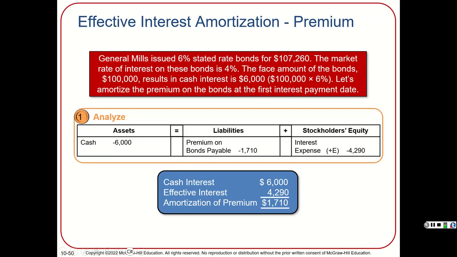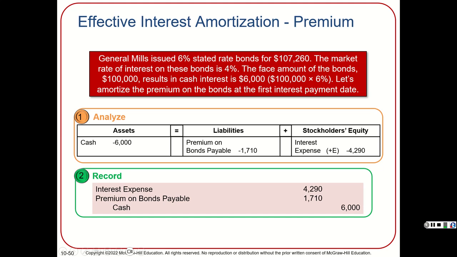$6,000 is what goes out the door. Since we've calculated this based on the effective interest method of amortization, we have the cash interest less the effective interest, which gives us that amortization, the $17.10, and then we recognize the interest expense. Interest expense, the $42.90. The premium on the bonds goes down, the $17.10, but still our $6,000 is paid out because that's the face value.